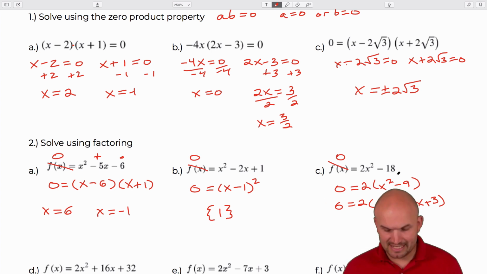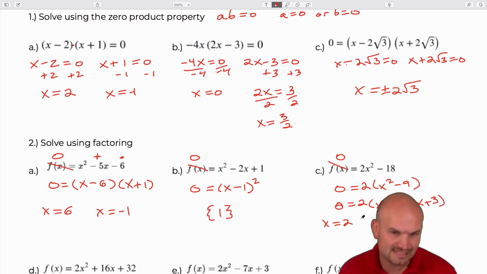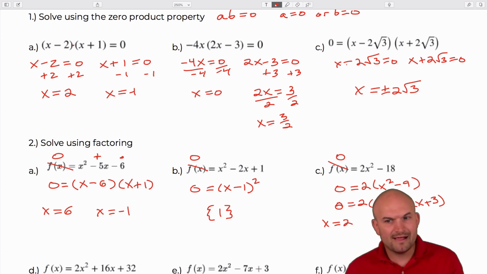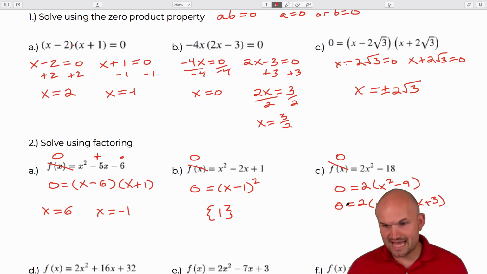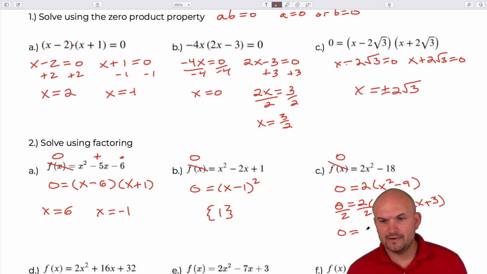Now, one of the big mistakes students will make when they're using the zero product property is they'll immediately want to do x is equal to 2. Well, that doesn't make any sense, because when x equals 2, that does not make this equation equal to 0. So what's happening here is this 2 is actually being divided out, kind of like this -4 got divided out. So this is not a solution. That just gets divided out, and it does not impact your solutions to this quadratic at all.